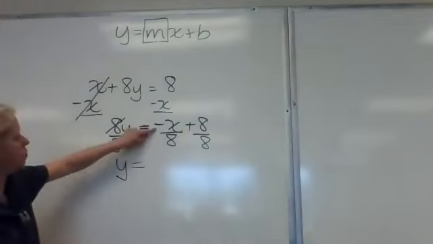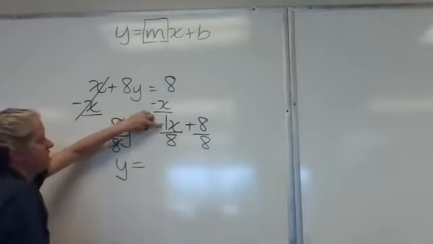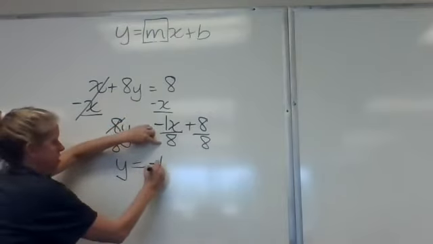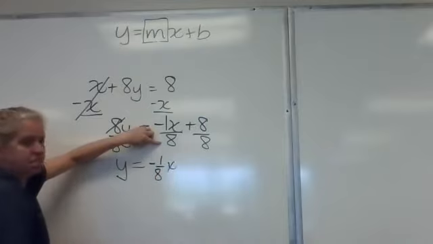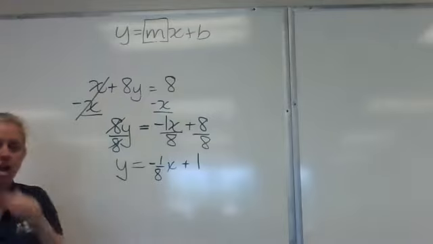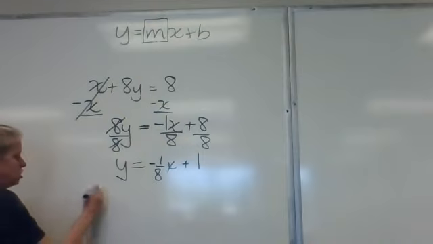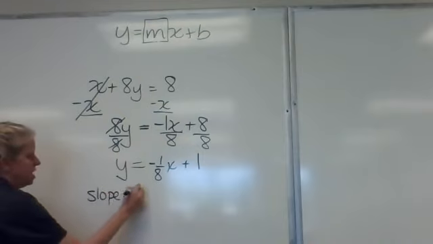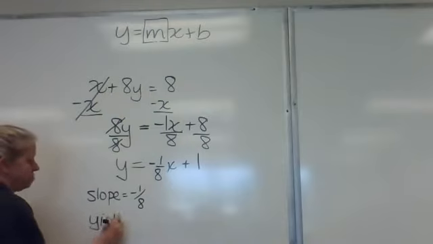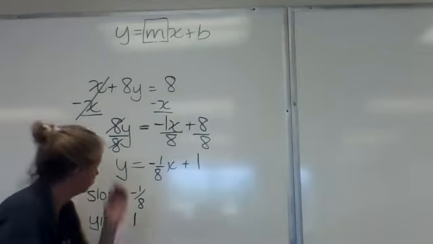So let's see, what's in front of this x? I don't see a number up here with the x, so it's a 1. So it's a negative 1 over 8 x plus 8 over 8 reduces to 1. So now it's in slope-intercept form, which means now I know the slope is negative 1/8, and the y-intercept, which is this number not hooked onto the x, is positive 1.